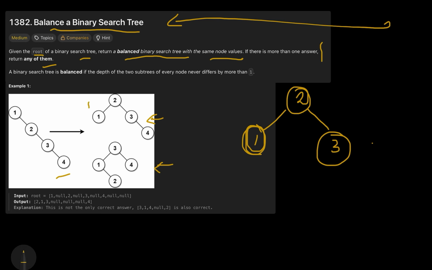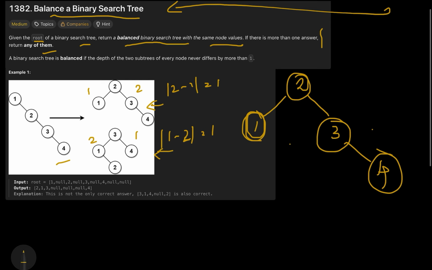Here the depth of this is 1, the depth of this is 2, so the absolute difference of 2 minus 1 is 1. Here the depth here is 2, here 1, so the absolute difference of 1 minus 2 is also 1. So if the absolute difference is less than or equal to 1, then we have a balanced binary tree. Okay, so in this way we can make a balanced binary tree.